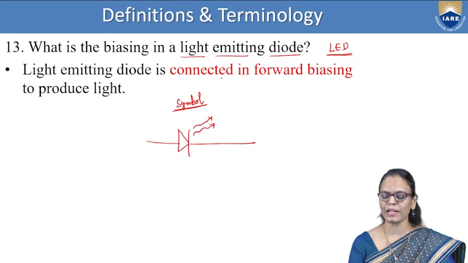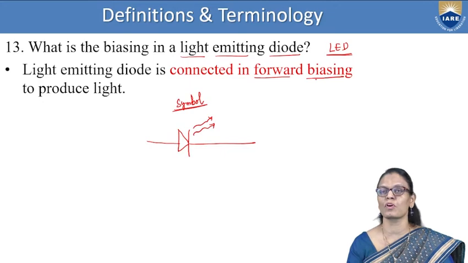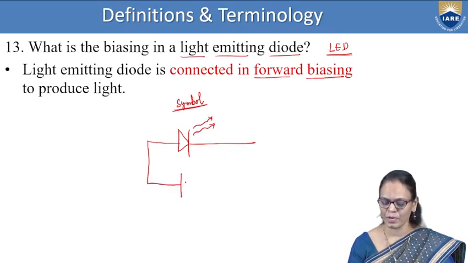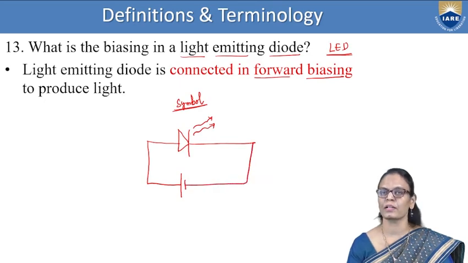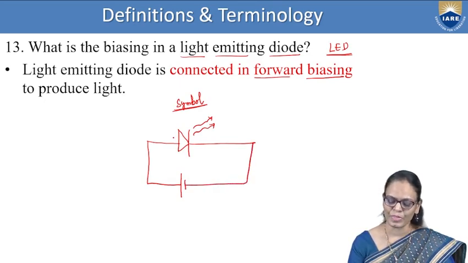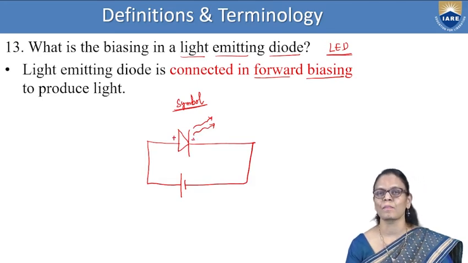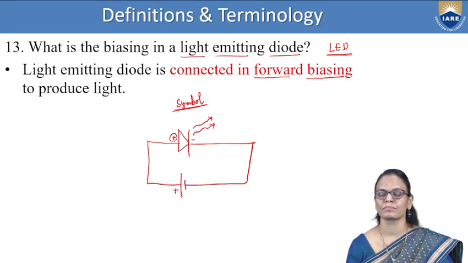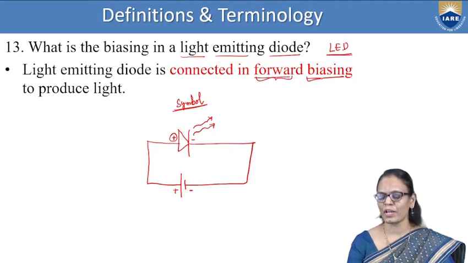So the light emitting diode is connected in forward bias. We have already discussed what forward bias is. Forward bias means this is connected to the positive and this is connected to the negative. Whenever we see this symbol, this side is P, positive, and this is N, negative. So the positive terminal is connected to the positive side and the negative to the negative side. Then you say it is forward bias. Whenever we take an LED, we always connect it in forward bias.